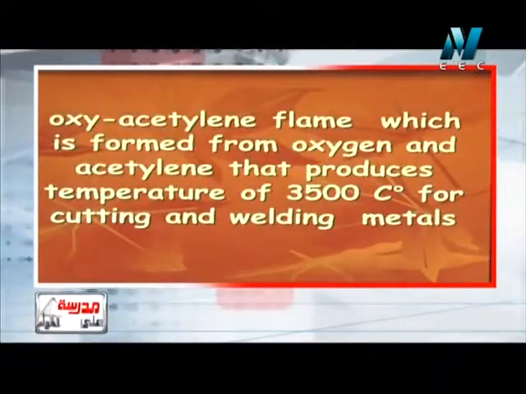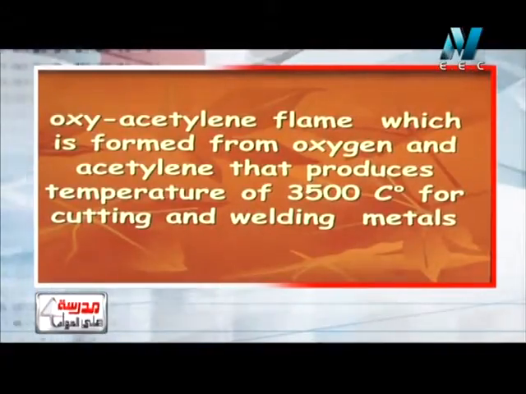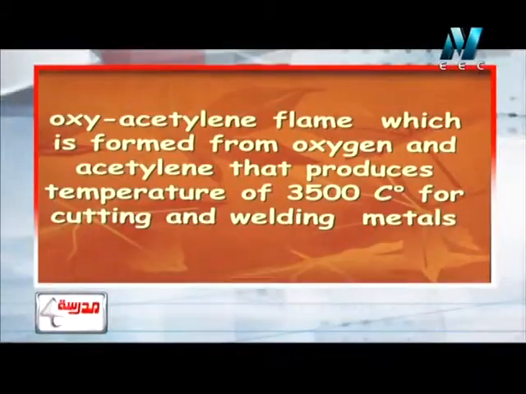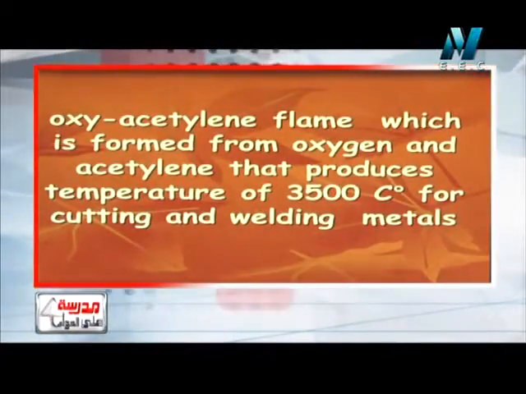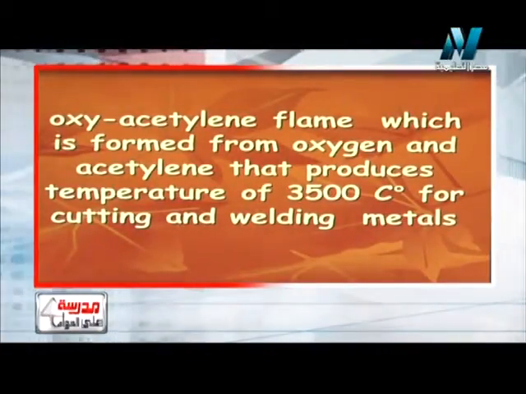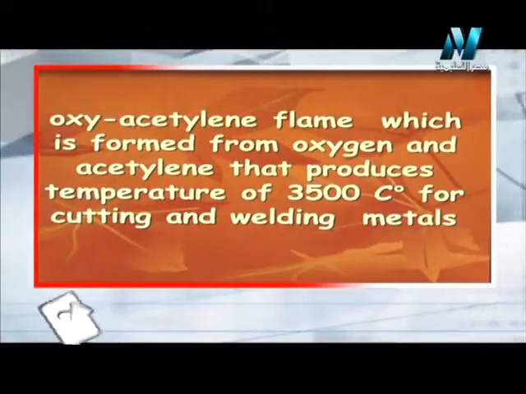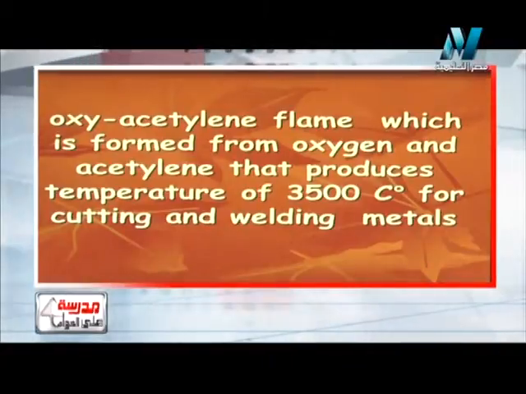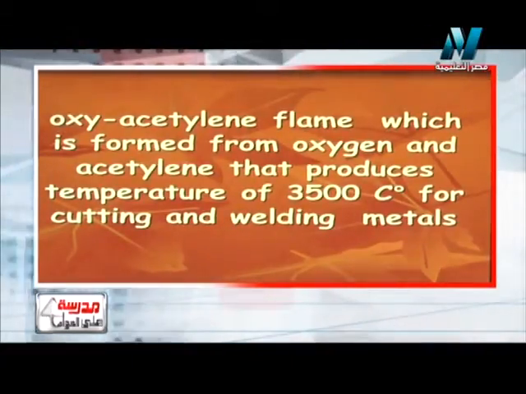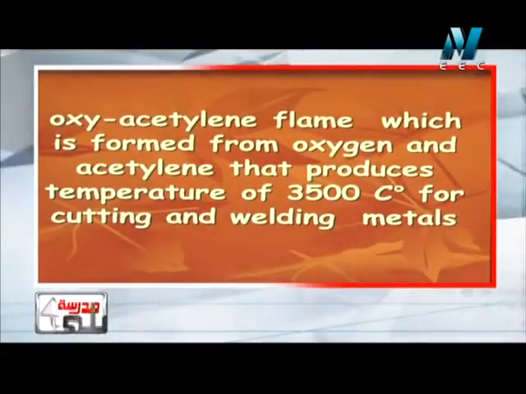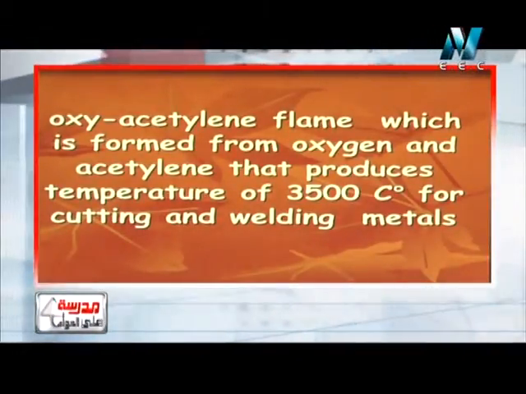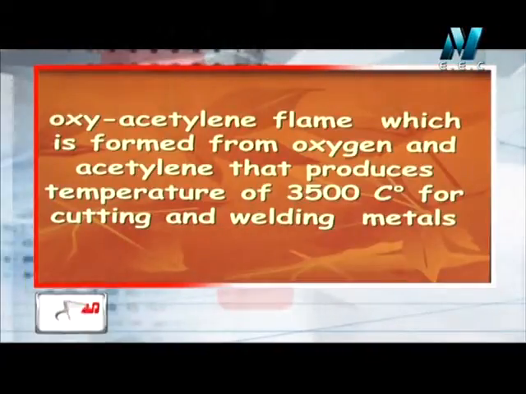Okay, and at last we have that oxygen gas gets compressed in an air cylinder and combined with a gas which is called acetylene. It gets compressed, يعني بيتضغط. بيتضغط بالظبط كده ونعبيه في اسطوانة وهستخدمه مع اسطوانة ثانية فيها غاز اسمه أستيلين عشان يكون لهب اسمه أوكسي أستيلين, which is formed from oxygen and the acetylene that produces temperature of 3500 Celsius for cutting and welding metal.